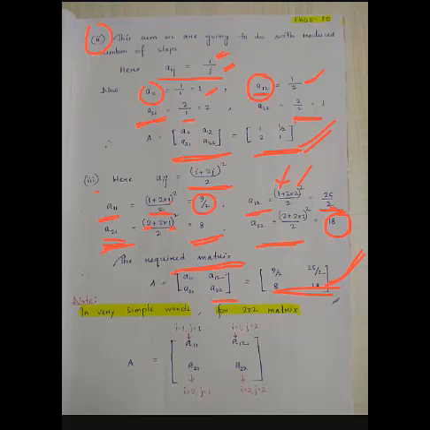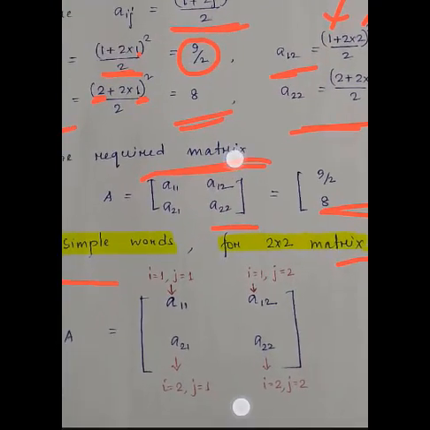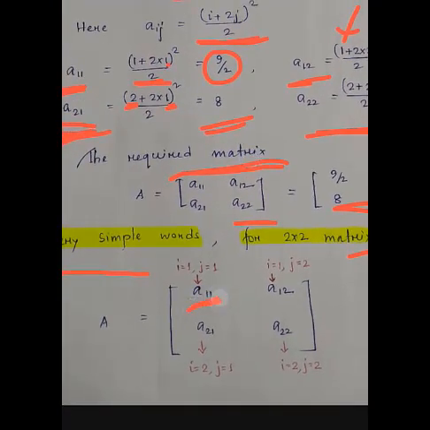One thing is to be noted, please look at this highlighted part. A11, let us make it big. So for A11, i is equal to 1, j is also equal to 1. For A12, i is equal to 1, j is equal to 2. For A21, i is equal to 2, j is equal to 1. Similarly for A22, i is equal to 2, j is equal to 2.